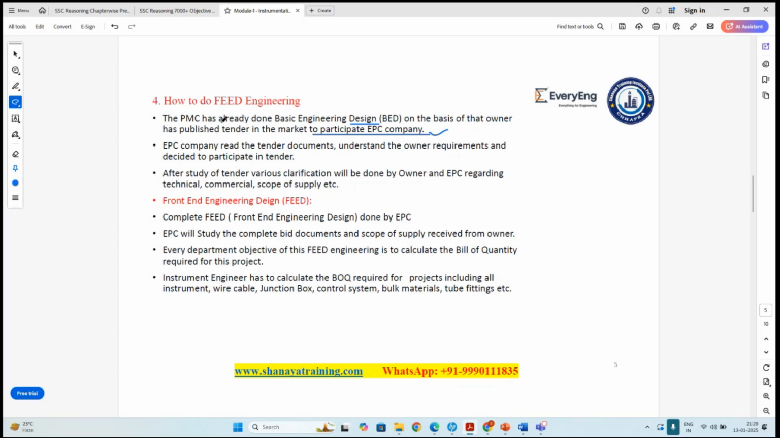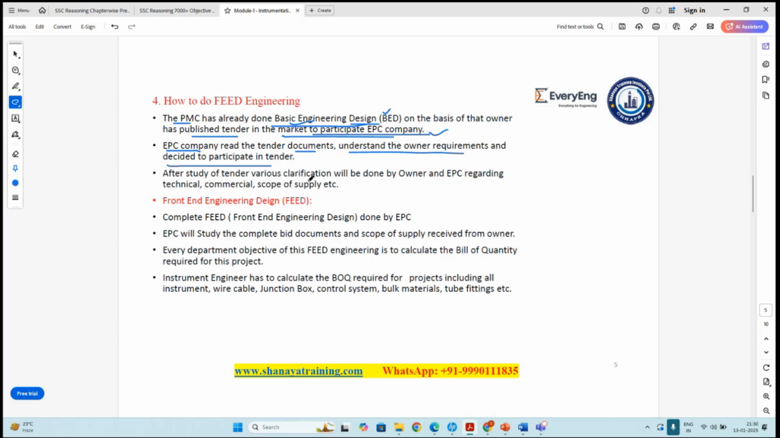So basic engineering will be done by whom? It will be done by the PMC. On the basis of this basic engineering, the owner will publish the tender and the EPC company will decide to participate in that tender. To participate in the tender, the EPC company first has to read the tender documents, understand the owner's requirements, and decide to participate in the tender.